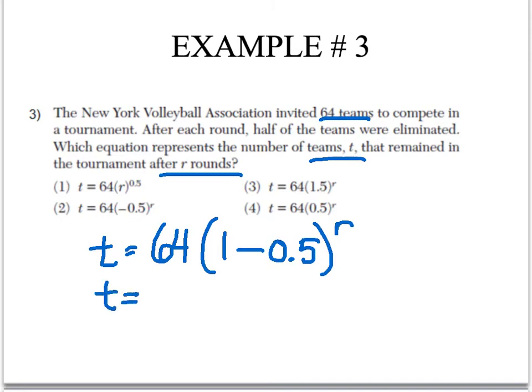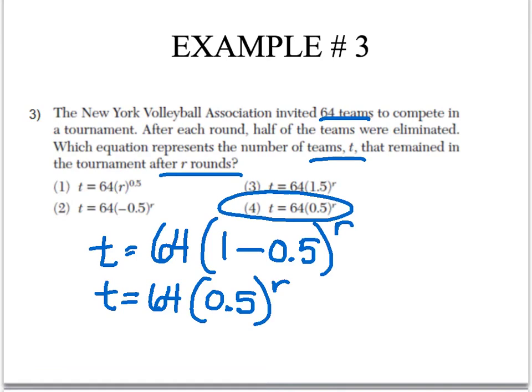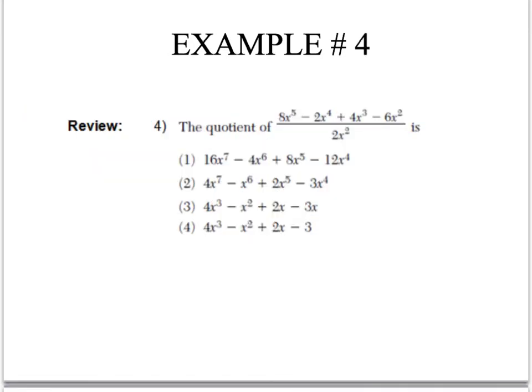If we clean this up, we have 64 parentheses 1 minus 0.5, which is 0.5, to the R power, which would be choice 4. Example number 4 is a review question. The quotient of the polynomial 8x to the 5th minus 2x to the 4th plus 4x to the 3rd minus 6x squared all over 2x squared is equivalent to what?